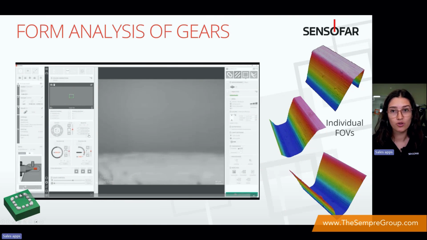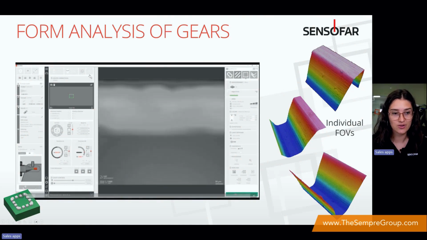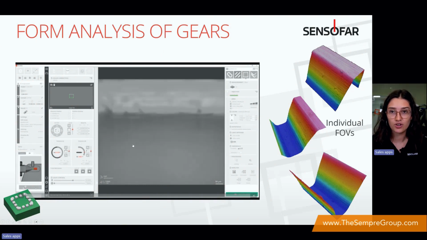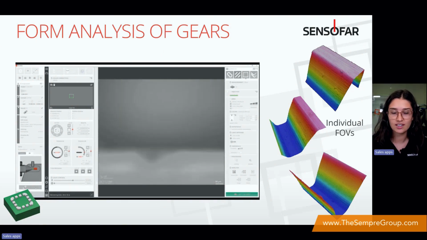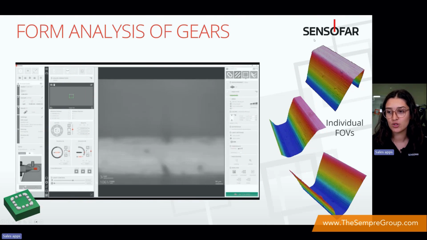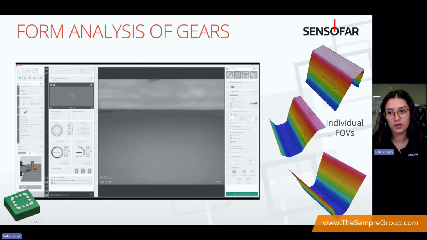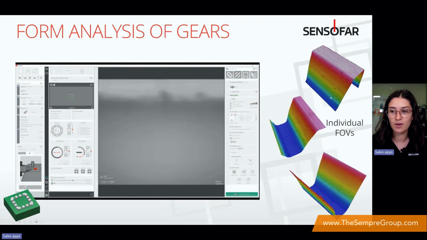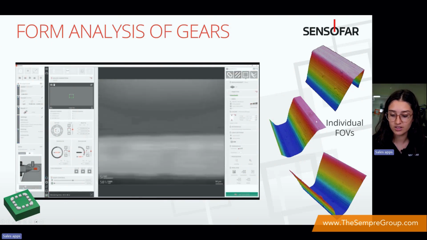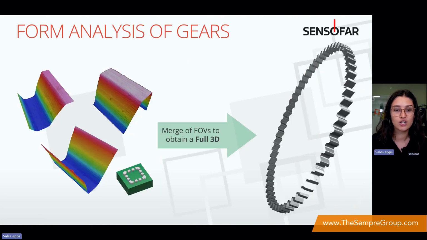And basically what we're going to do is the system is going to rotate the sample 360 degrees, and it's going to measure in different regions in order to obtain individual fields of view. For example, here you can see how the system is measuring and also rotating. You will see that later on in the demonstration too. But the result is these individual fields of view. As you can see, there's an overlapping region between them, and that's really important because then the software is going to merge them to obtain a full 3D.